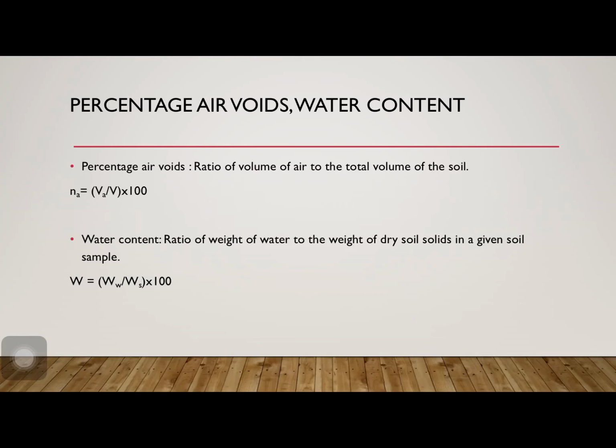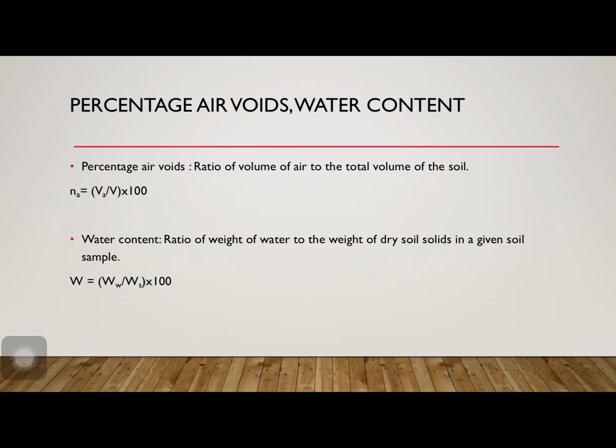It is the ratio of volume of air to the total volume of the soil. Air content is represented as AC, whereas percentage air voids is represented as NA. NA is equal to VA by V into 100. VA is the volume of air and V is the total volume of the soil.